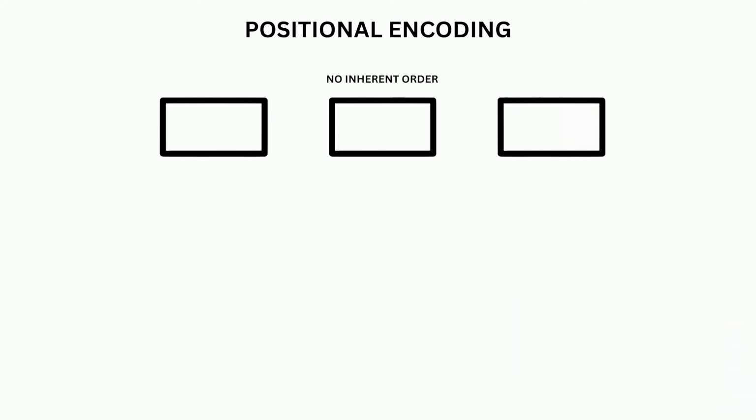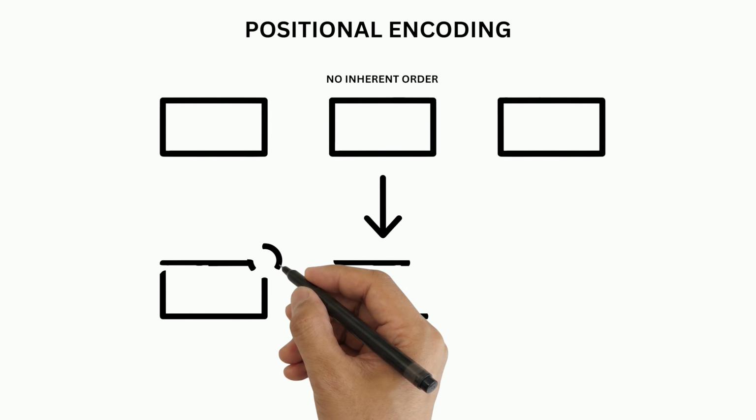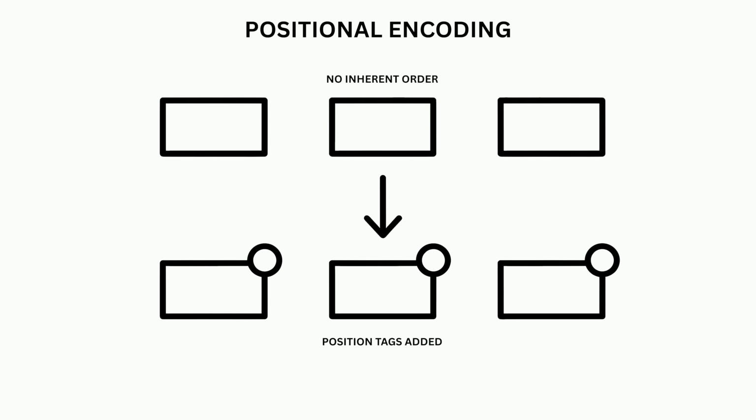But dropping recurrence creates a new problem. An RNN naturally knew word order because it read one word after another. Self-attention looks at all words at once, so on its own it has no idea which word came first, second, or last. It's just a bag of tokens. The fix is called positional encoding. Before anything else happens, the transformer adds a small signal to each word's representation that encodes its position in the sequence. First, second, third, and so on. Now the model can tell the dog bit the man apart from the man bit the dog. Same words, different order, different meaning.